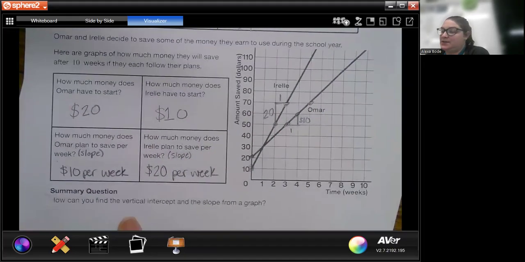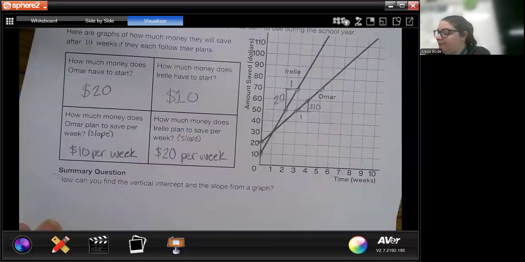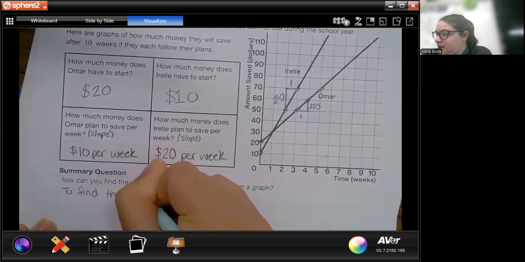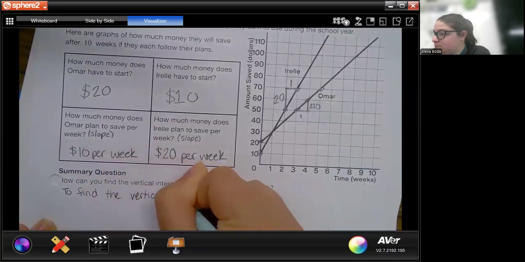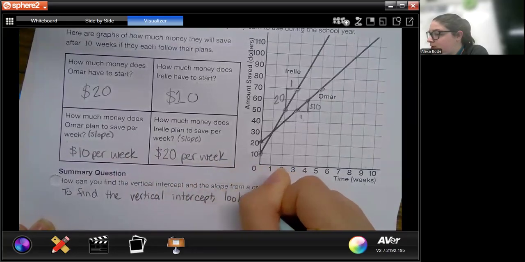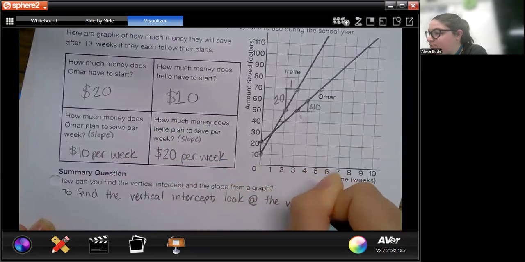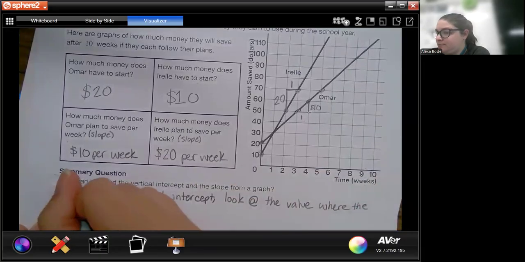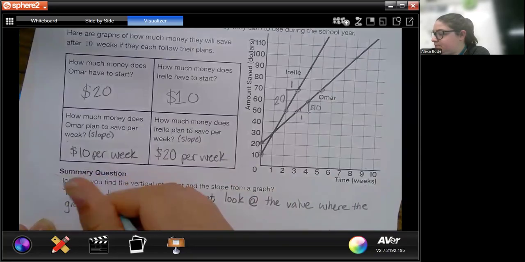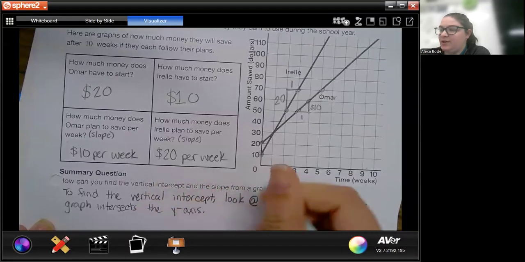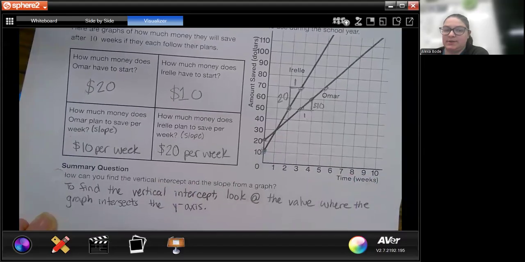So this says, how can you find the vertical intercept and the slope from a graph? So to find the vertical intercept, look at the value where the graph intersects the y-axis. So wherever the line hits the y-axis, that is your vertical intercept.